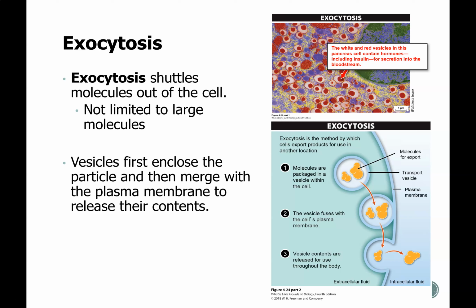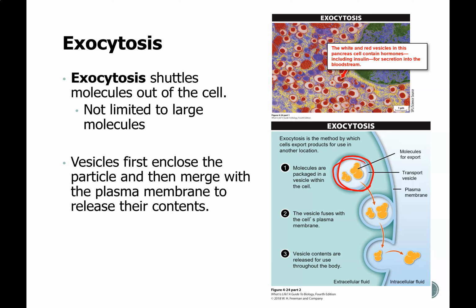exocytosis. So exocytosis is essentially the opposite process of endocytosis. Basically, we have little vesicles filled with whatever molecule is going to be exported. This might be cellular waste. This might be a product destined for somewhere else in the organism. And it is moved from wherever it's produced in the cell to the edge of the cell. The plasma membrane from the vesicle fuses with the plasma membrane from the cell and is essentially, the insides are spit out to be released throughout the body.